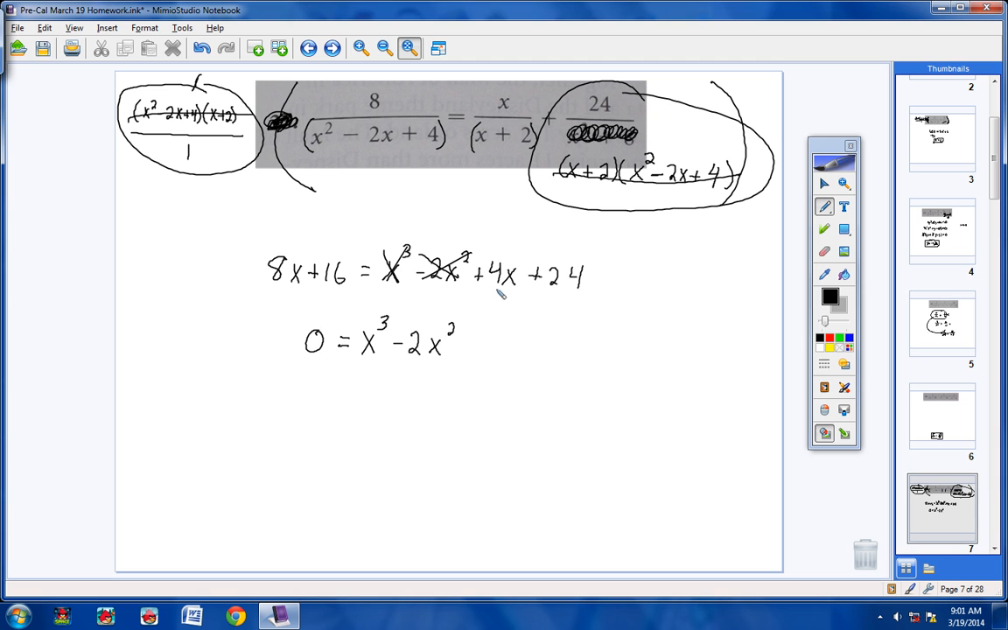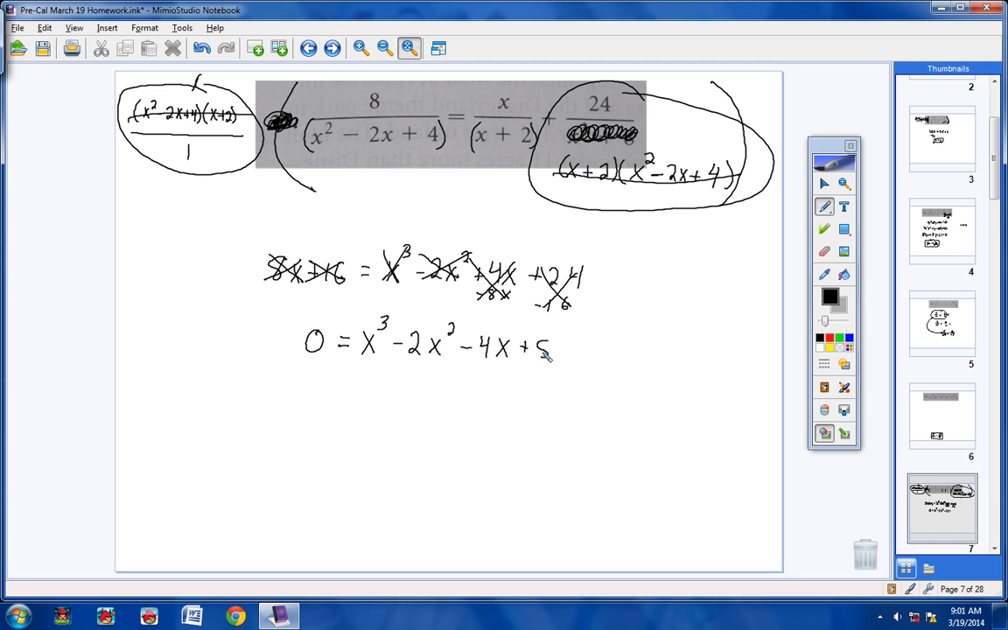I have a 4x here. If I bring my 8x over, it becomes a negative 8x. And if I combine those two, I will get a negative 4x. Alright, and then this positive 16, bring it over and it becomes a negative 16. And if I combine these two, I will get a positive 8.